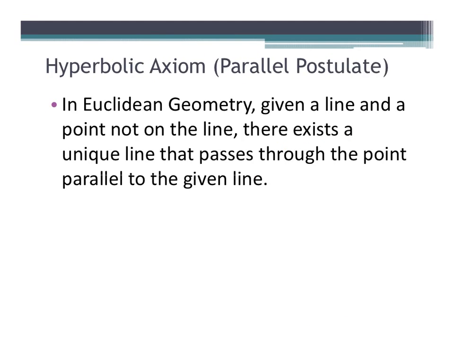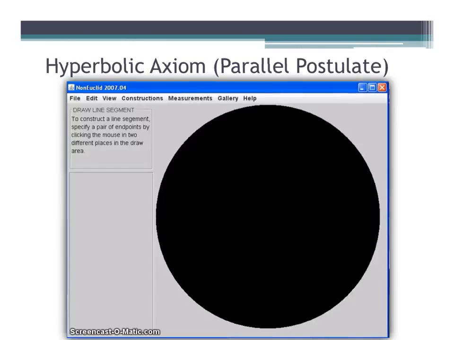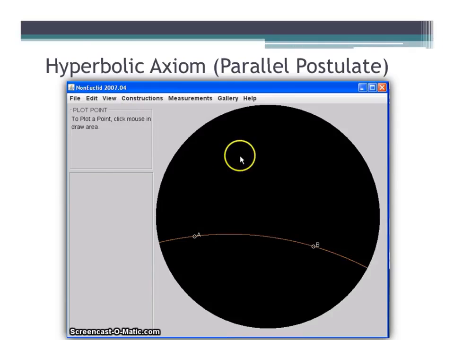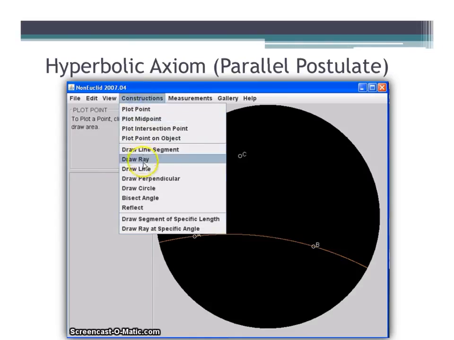In Euclidean geometry, given a line and a point not on the line, there exists a unique line that passes through the point parallel to the given line. Let's explore this postulate using the non-Euclid software. The parallel postulate is what makes hyperbolic geometry unique from Euclidean geometry. So let's explore that. Let's draw a line AB and a point not on this line, point C.